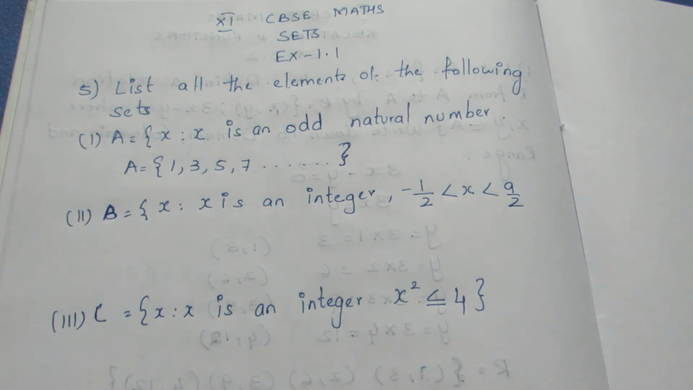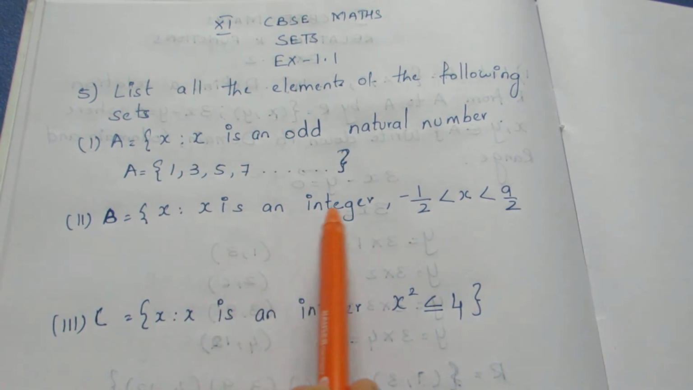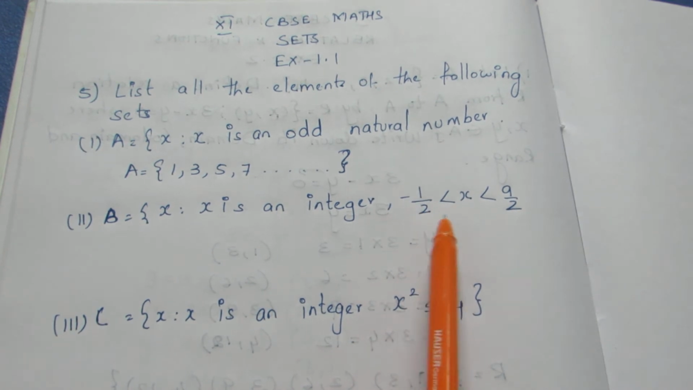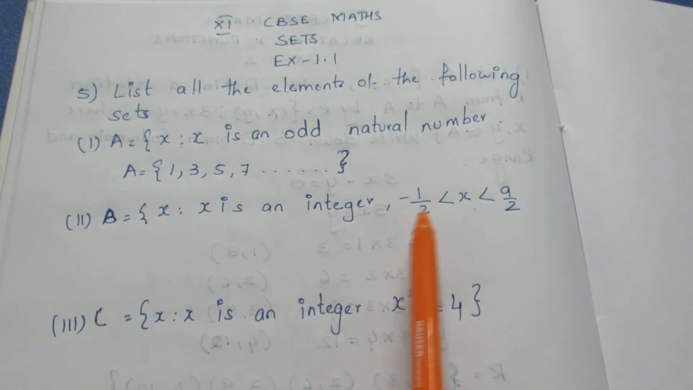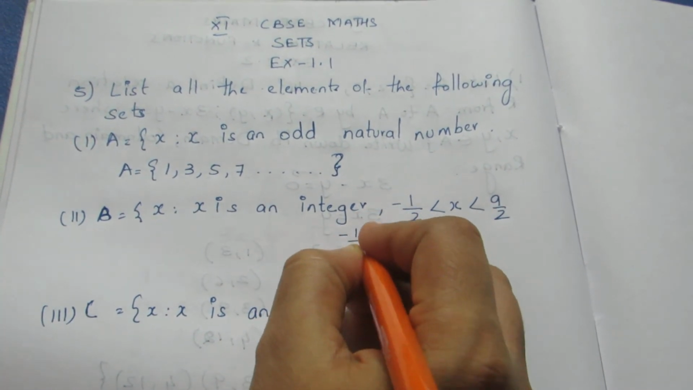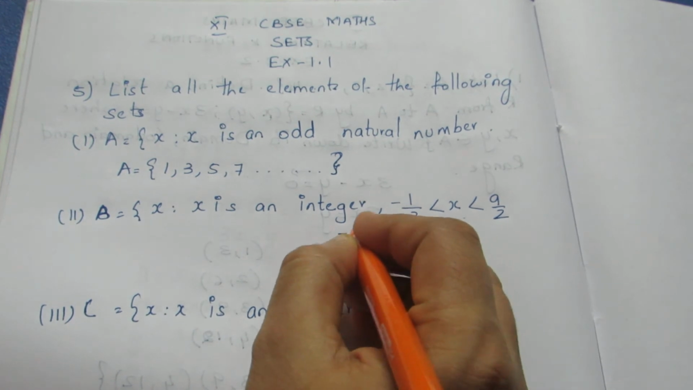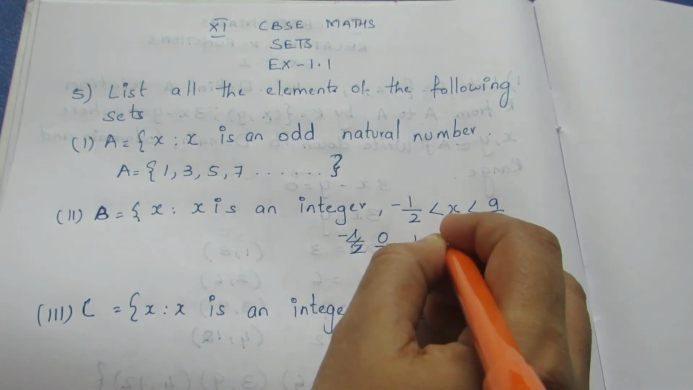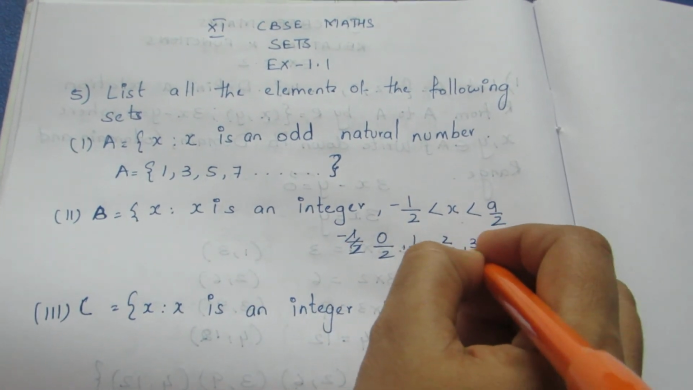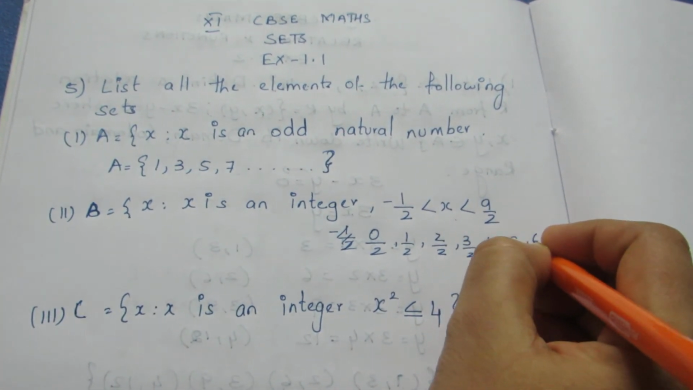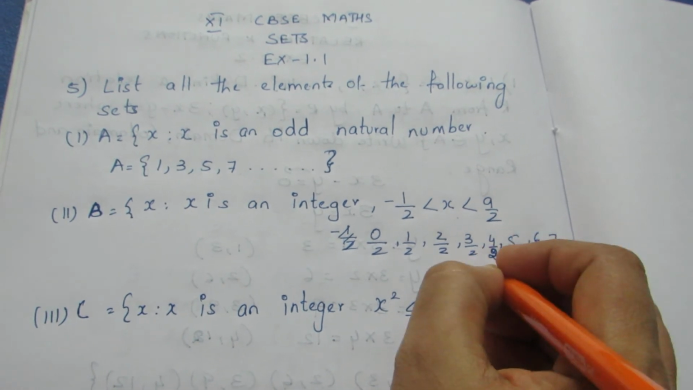We'll move on to the second one, that is B is equal to {x such that x is an integer, x is greater than minus 1 by 2 and x is less than 9 by 2}. We know the numbers in between minus 1 by 2 and 9 by 2 start from, in between means we can't write minus 1 by 2, we can write 0 by 2, 1 by 2, 2 by 2, 3 by 2, 4 by 2, 5 by 2, 6 by 2, 7 by 2, 8 by 2.